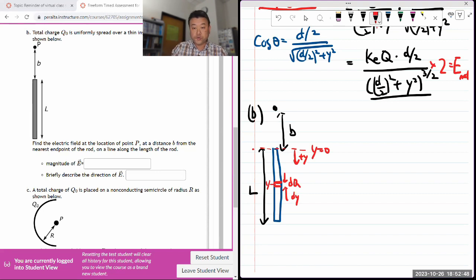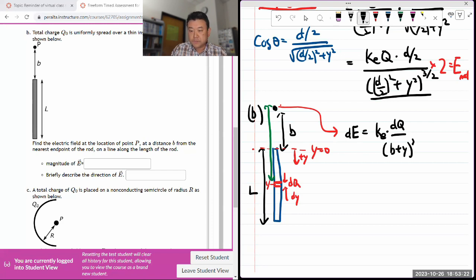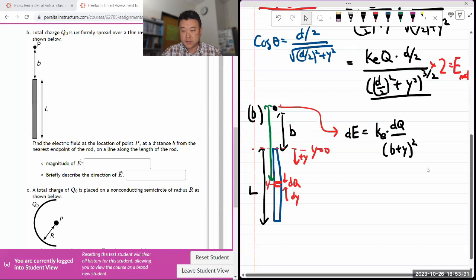So for the contribution to electric field at this point, you use Coulomb's law, which says the electric field contribution, that's the dE for infinitesimal, is Coulomb's constant times the infinitesimal amount of charge, divided by distance squared. Let me rewrite this distance squared in terms of the parameters that are here. So I'm looking for this distance here. That'll be b plus y, so b plus y squared. And y is going to be positive. Good.